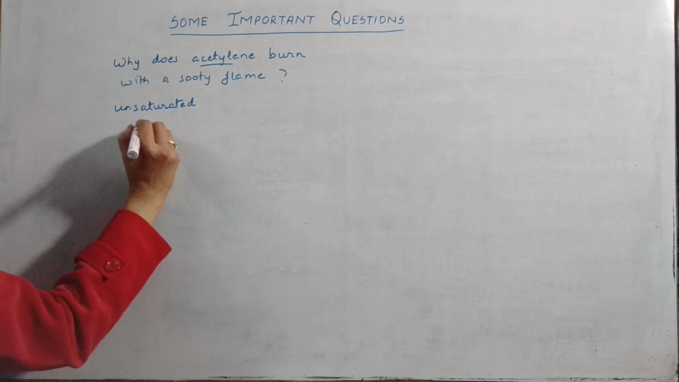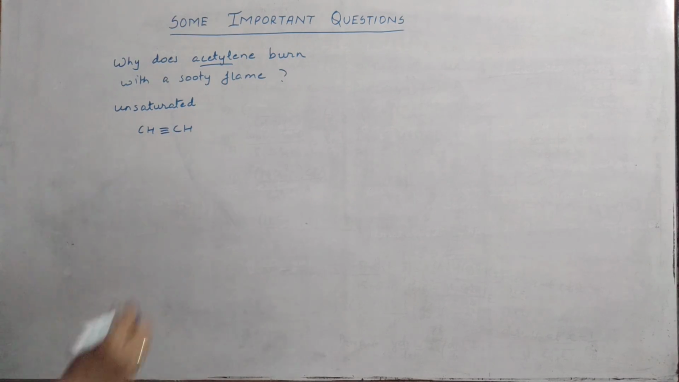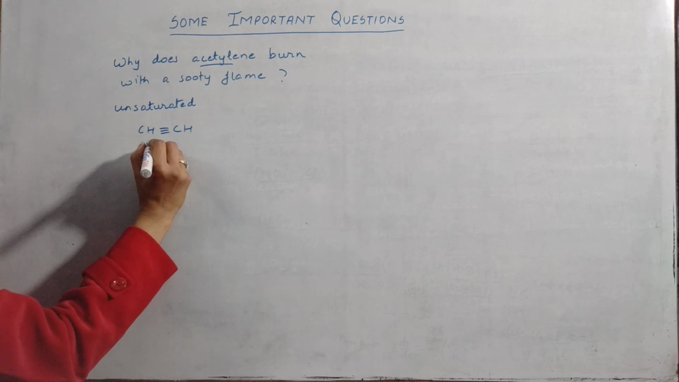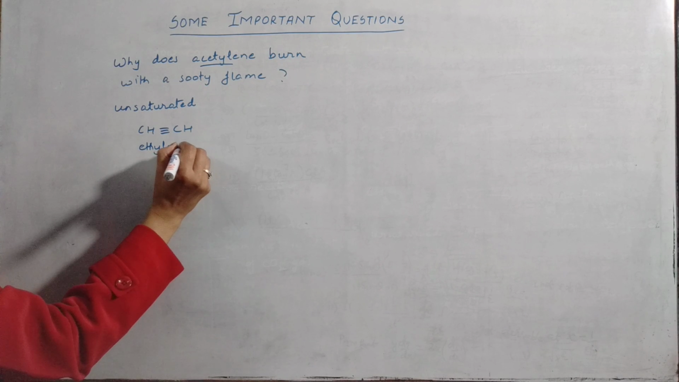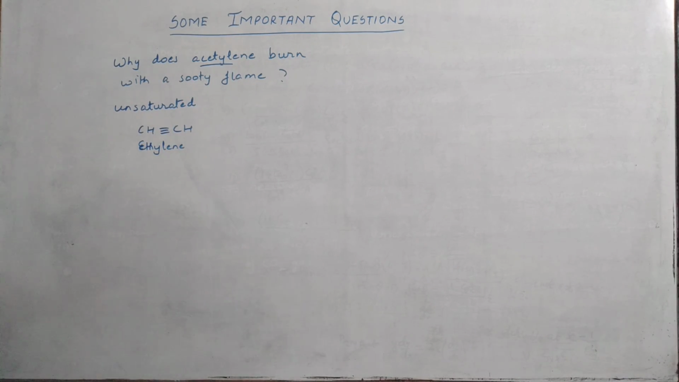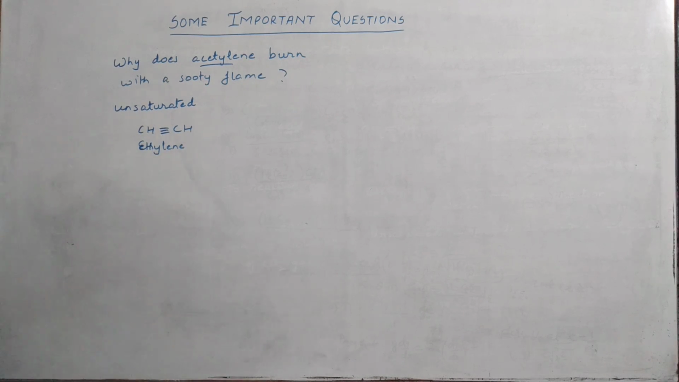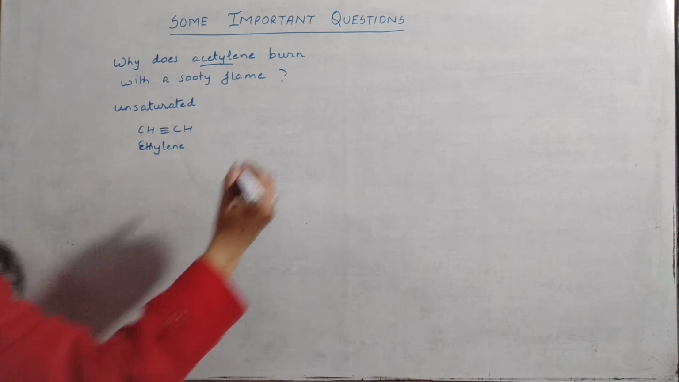What is the formula of acetylene? It's CH triple bond CH. It is also called ethyne. The IUPAC name is ethyne. Acetylene is the common name of ethyne. Since it is an unsaturated compound, it does not undergo complete combustion, and that is why it burns with a sooty flame.